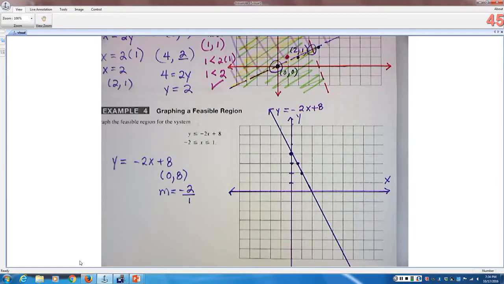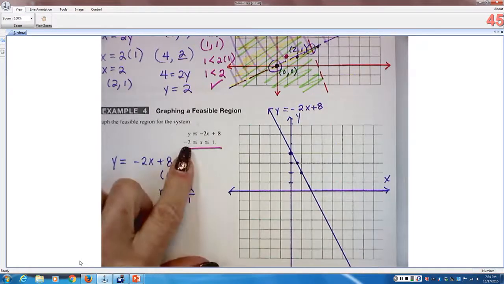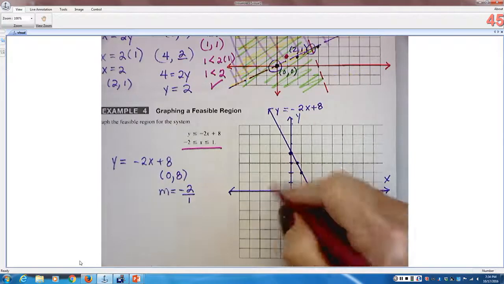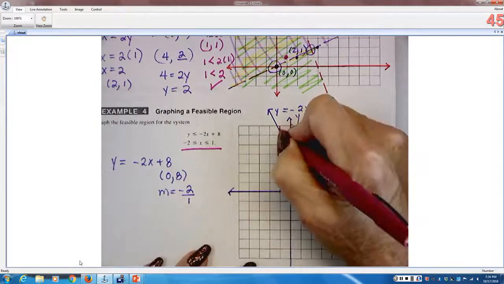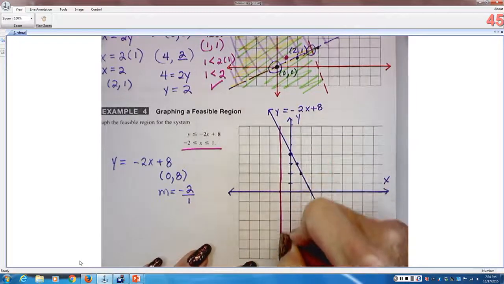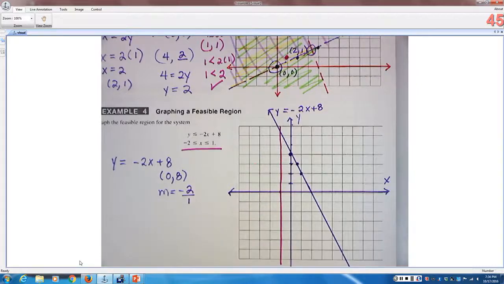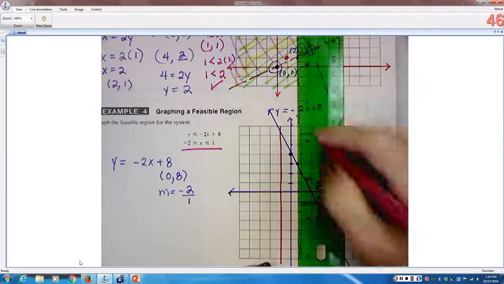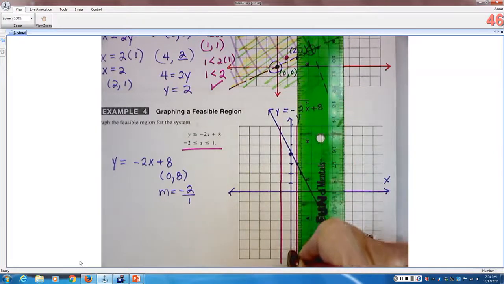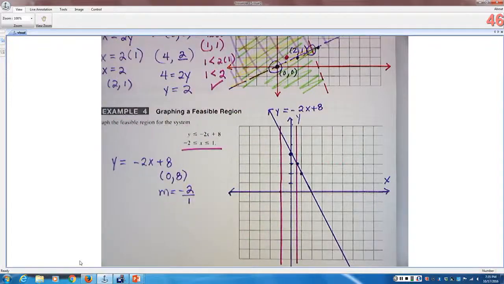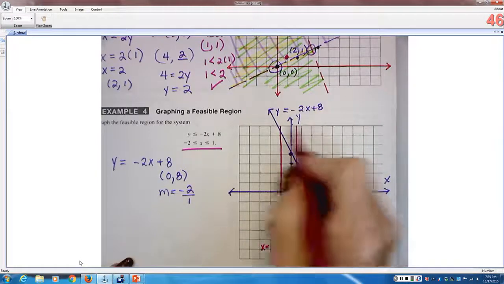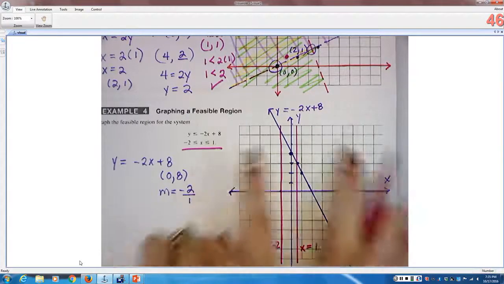Now I could go ahead and shade, but what I'm going to do before I shade is take care of the second part of the system, which is that x can only be restricted to being from negative 2 to positive 1. This would be x is negative 2, and this is where x is equal to 1. Notice they're both vertical lines. And the only values that I can use are the values that are in between those two lines. I can't use any values out here, neither one.